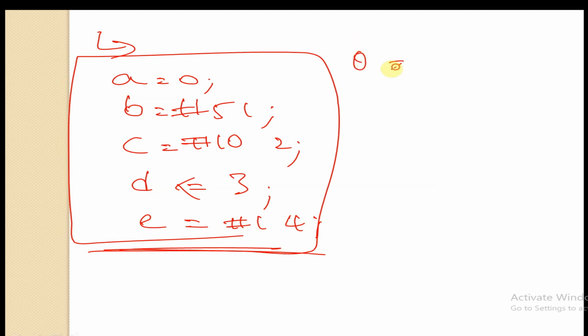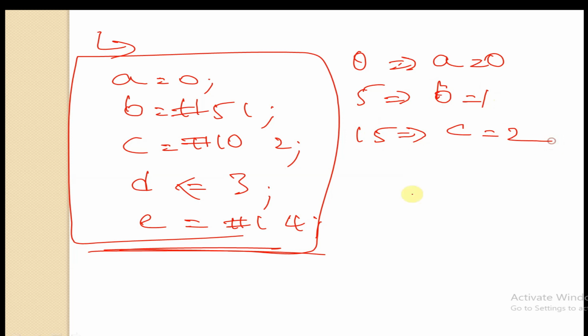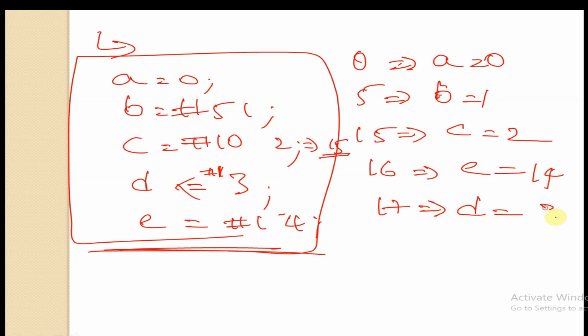So at 0 time units we are getting the value of A, which is equal to 0, and after 5 time units we will get the value of B, which is equal to 1, and after 15 time units we will get the value of C, which is equal to 2. So up to here it is 15 time units, so 15 plus 1, that is after 16 time units we will get the value of E, which is equal to 4, and I will add one more delay here, #1. So after 16 plus 1, 17 time units, I will get the value of D, which is equal to 3.